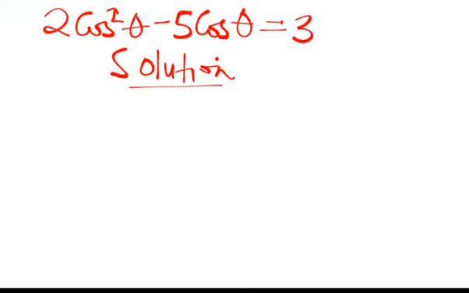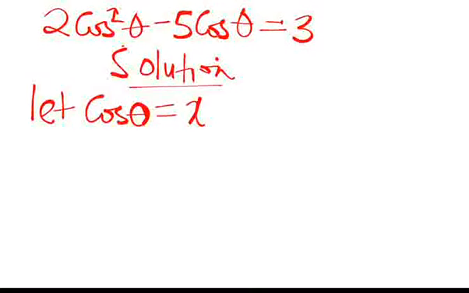Hello viewers, in this video we are asked to solve the trigonometric equation 2 cos squared theta minus 5 cos theta equals 3. Now the first thing we're going to do in solving this question is to recognize that we have a common term of cos theta. So since we have a common term of cos theta here, we're going to say let cos theta equals x.